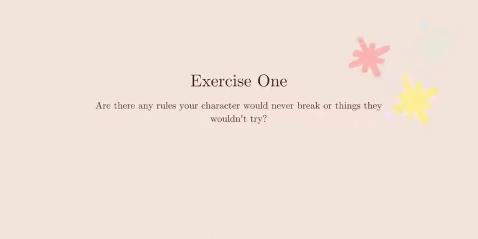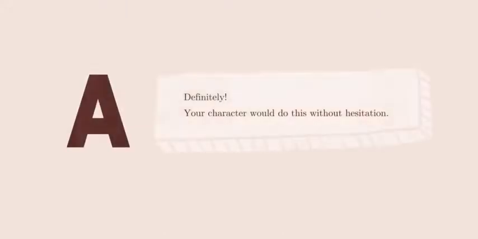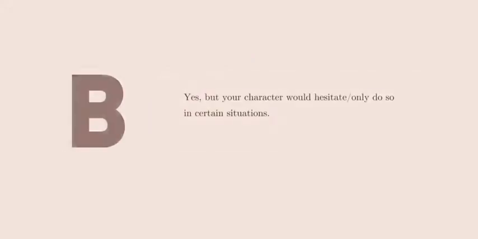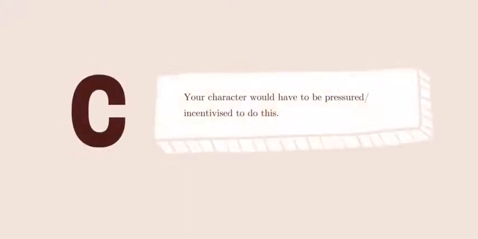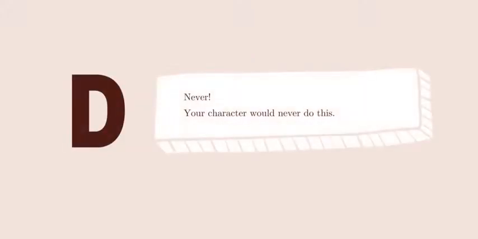Exercise 1. Are there any rules your character would never break, or things they wouldn't try? Consider these four options when answering the following questions. A. Definitely, your character would do this without hesitation. B. Yes, but your character would hesitate, or only do so in certain situations. C. Your character would have to be pressured or incentivized to do this. D. Never, your character would never do this.